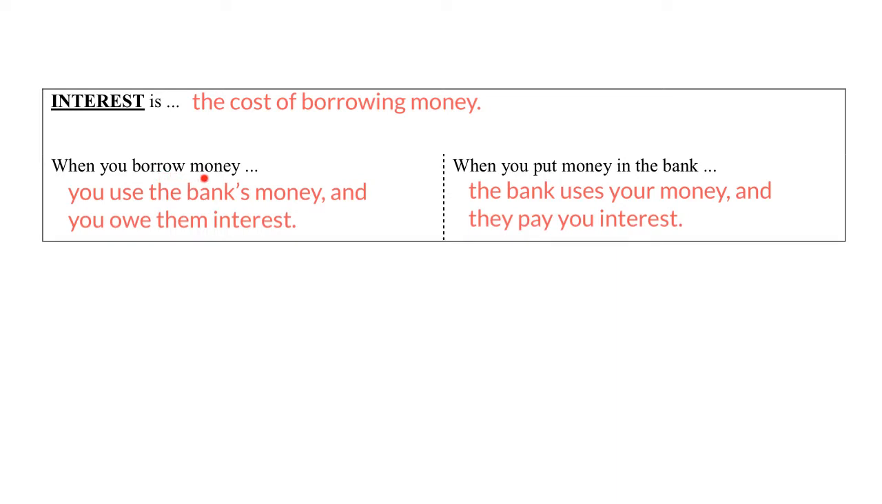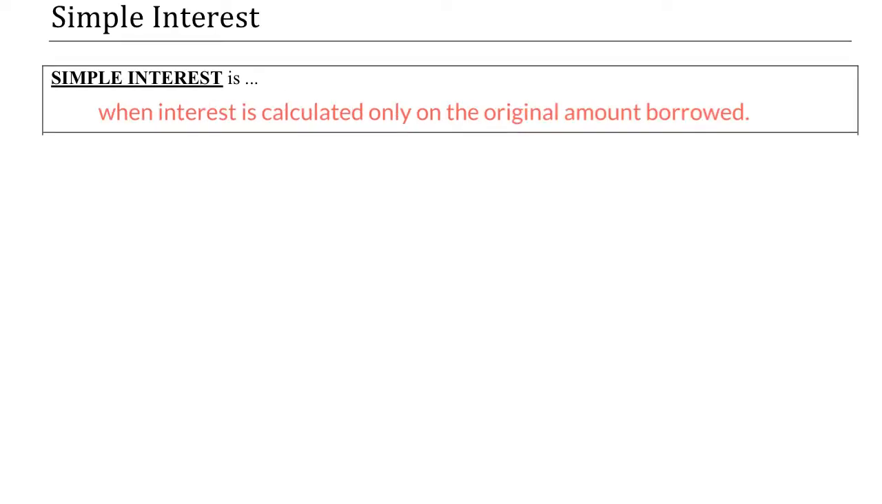So when you borrow money, interest is not a good thing for you because you owe interest. But when you're saving money in the bank, interest is a good thing because the bank pays you interest. There are two ways to calculate interest: simple interest and compound interest. In this lesson, we're going to just talk about simple interest. And in the next lessons, we're going to go into this idea of compound interest, which is the more common type of interest.